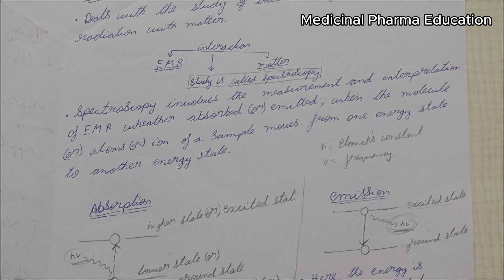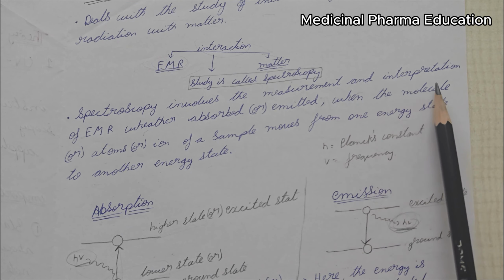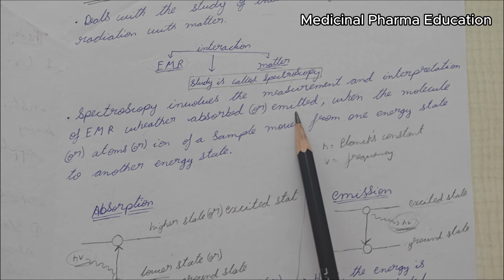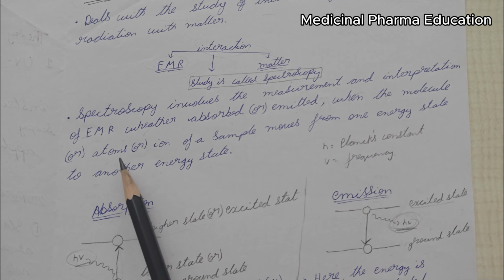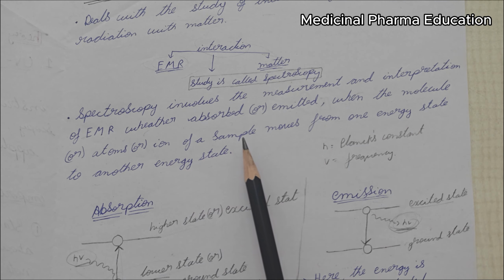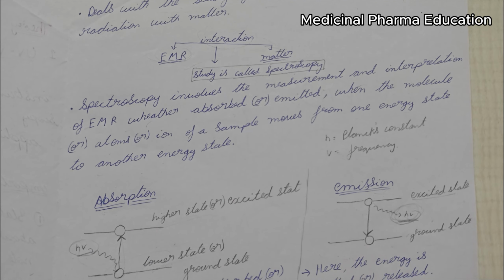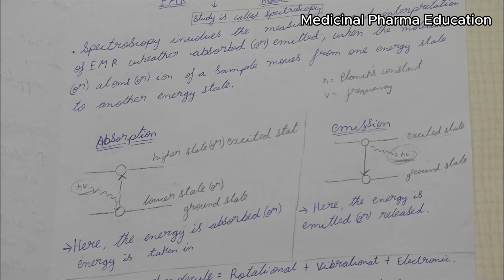Understood, guys? Spectroscopy involves the measurement and interpretation of electromagnetic radiation, whether absorbed or emitted, when the molecule, atom, or ion of the sample moves from one energy state to another energy state. This is a very simple definition.